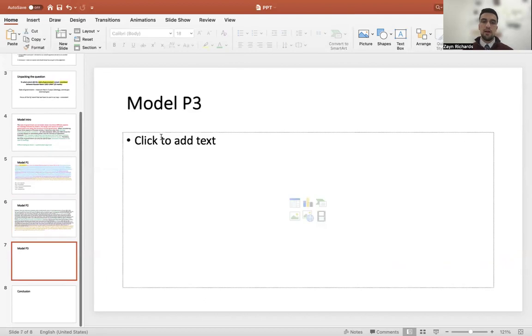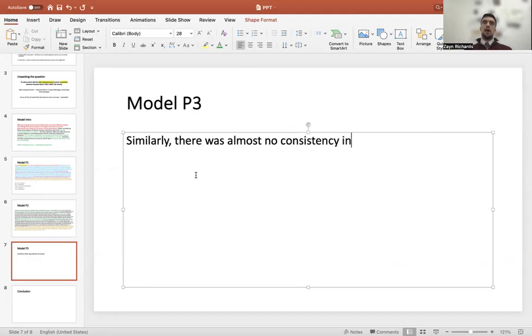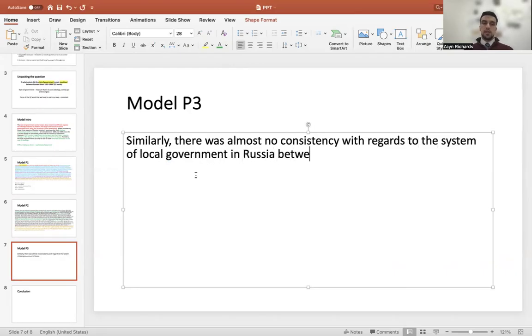And then we're on to the final paragraph, which is going to be on local government, which should be the smallest one. Okay, so similarly, there was almost no consistency with regards to the system of local government in Russia between 1855 and 1964.